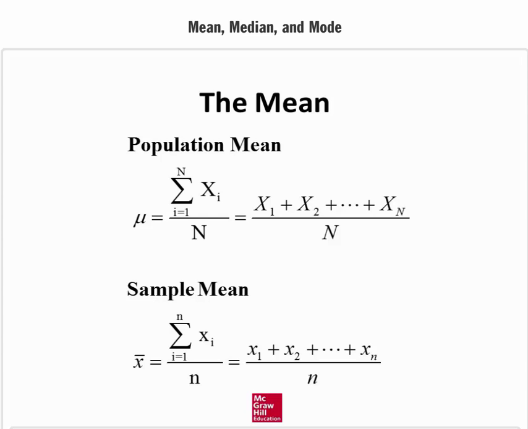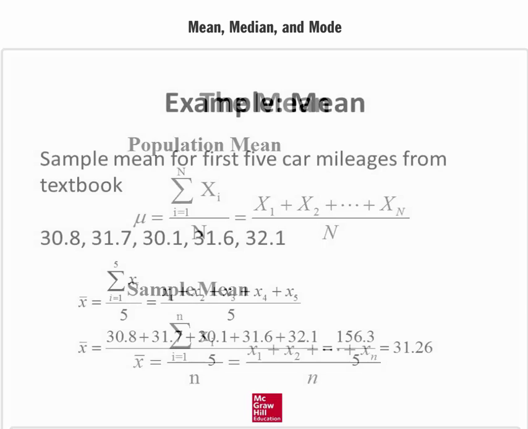The mean is the average of the measurements. Both the population and sample mean are calculated by adding up all the values and dividing by the number of elements used, capital N for the population size and lowercase n for the sample size. The two formulas shown on the screen illustrate that the calculations are very similar, only using different symbols.